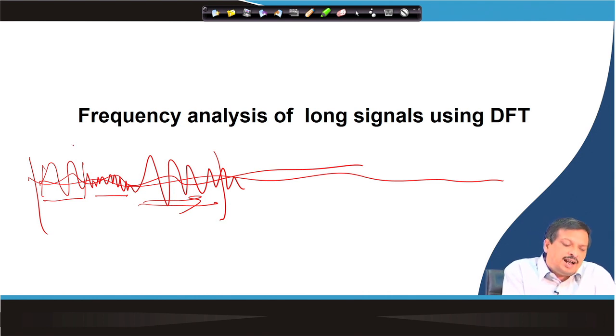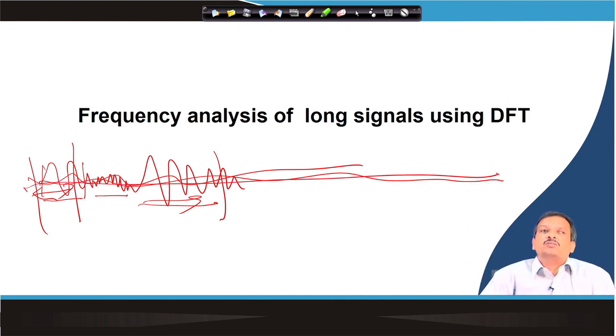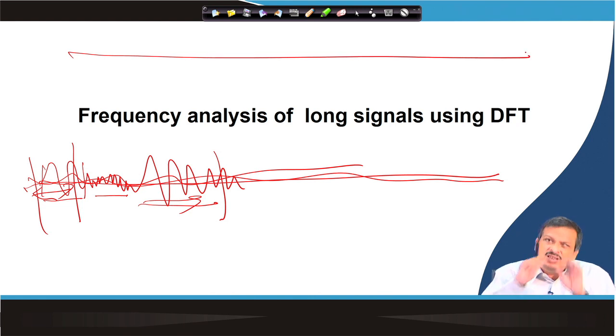I want to analyze a small portion of the signal, and then again I want to synthesize that signal. That is called the short term Fourier transform, which I will do after this lecture. I will explain that also. So, initially let us think the signal is stationary, but the signal is very long. I have a long signal which is stationary.